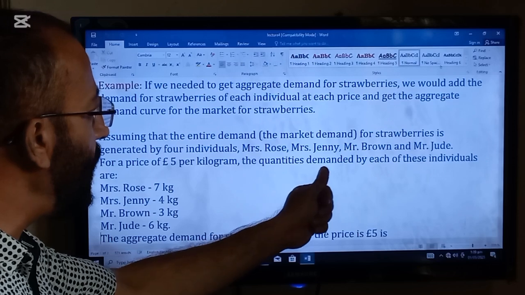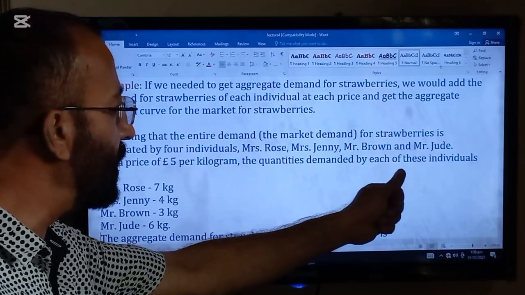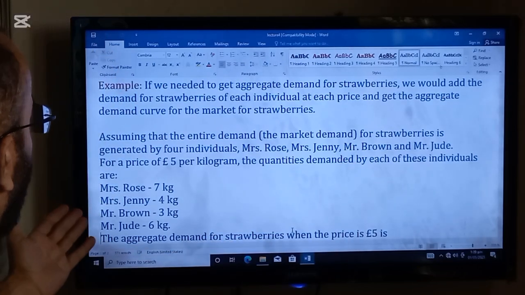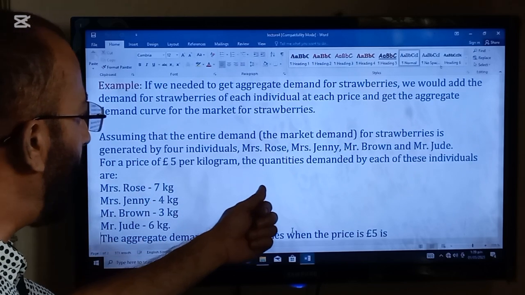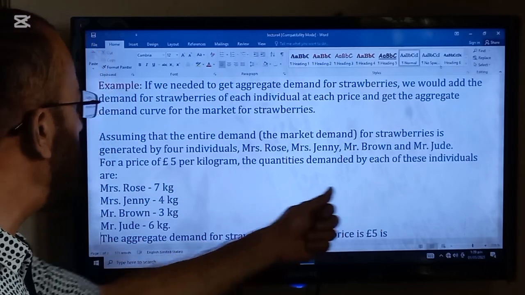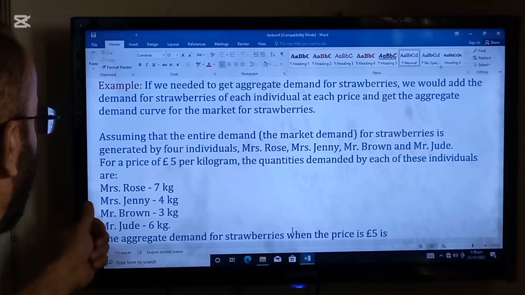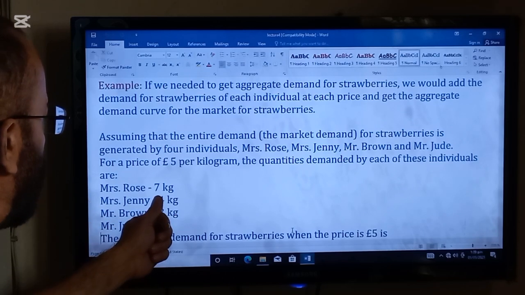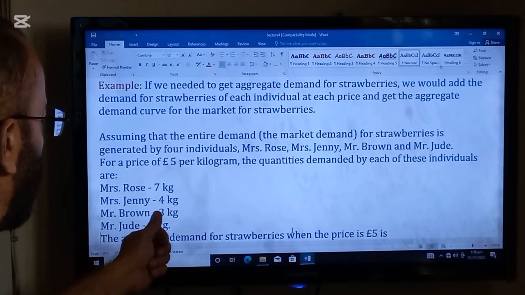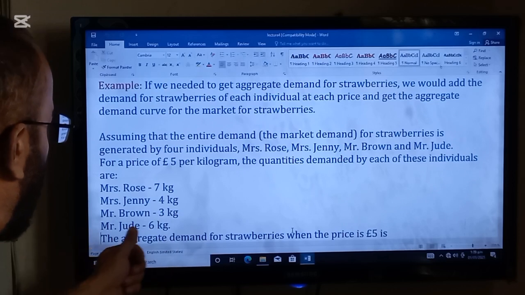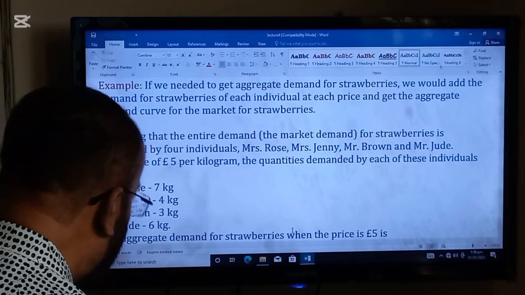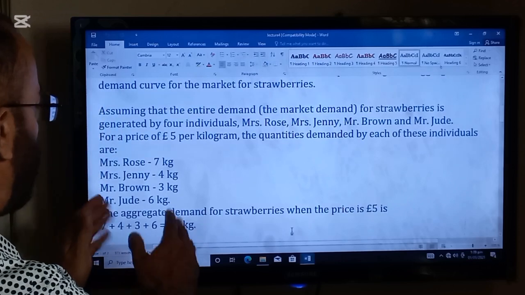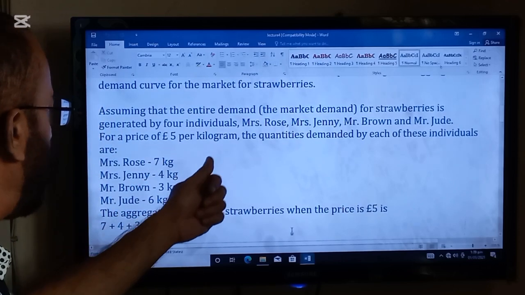Rose, Mrs. Jenny, Mr. Brown, and Mr. Jude, for a price of £5 per kg. The quantities demanded by each of these individuals are: Mrs. Rose is demanding 7 kg, Mrs. Jenny is demanding 4 kg, Mr. Brown 3 kg, and Mr. Jude 6 kg. So these are the individual demands when the price is £5 per kg.